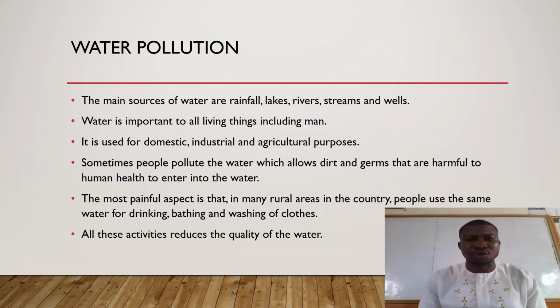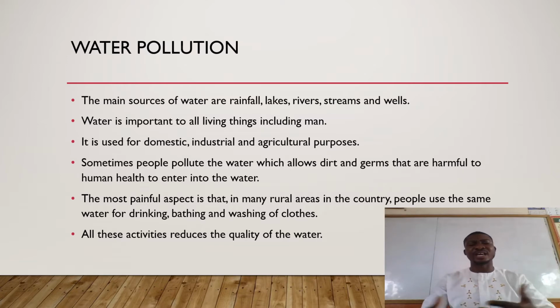If you come to agricultural purposes, that one you know already. In farming we need water. We need irrigation methods in farming. So in agriculture too, we need water. So it is used for domestic, industrial, and agricultural purposes.